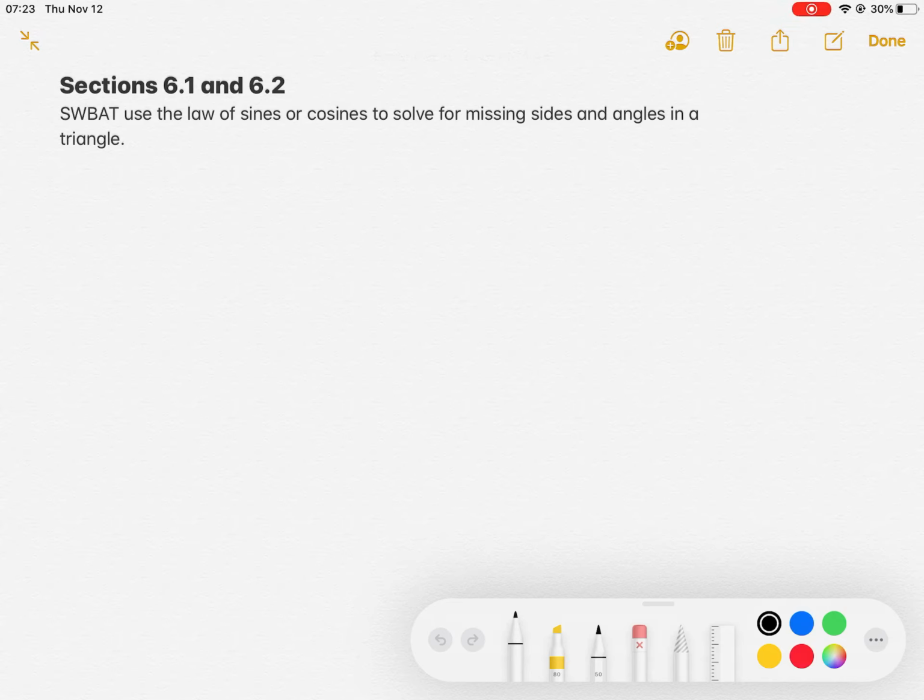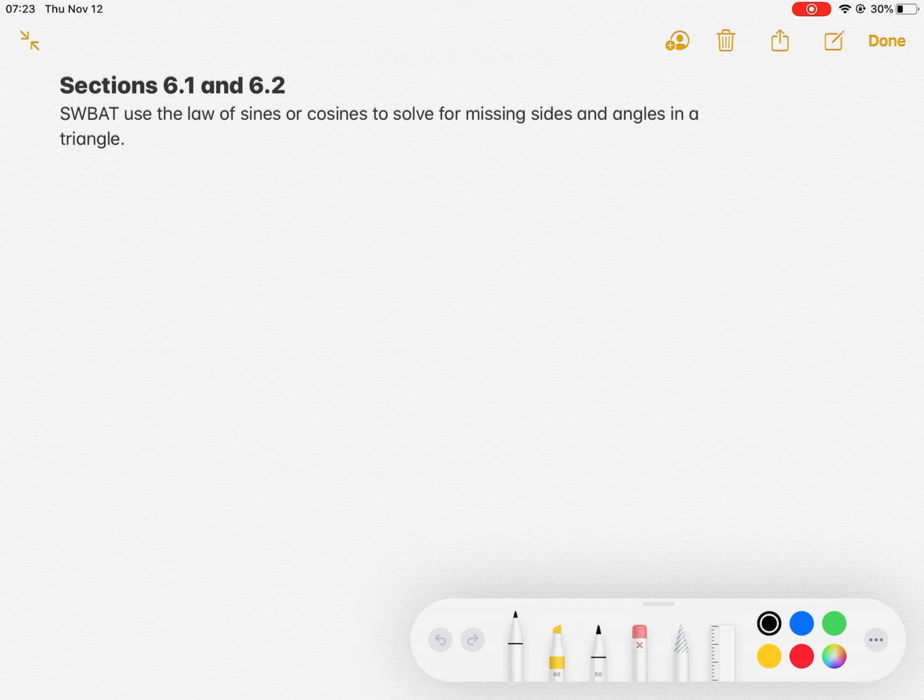Okay, so today and actually Tuesday as well, for Monday and Tuesday, we'll be talking about sections 6.1 and 6.2. I like to lump these together because they're all essentially the same types of problems, they just use a different tool. In 6.1, we use the law of sines, and in 6.2, we use the law of cosines to solve for missing sides and angles.